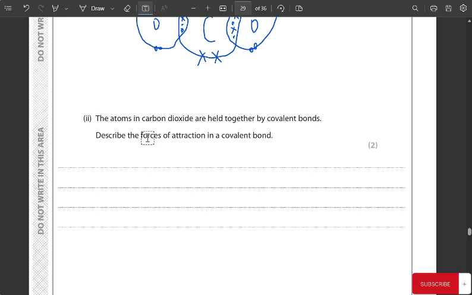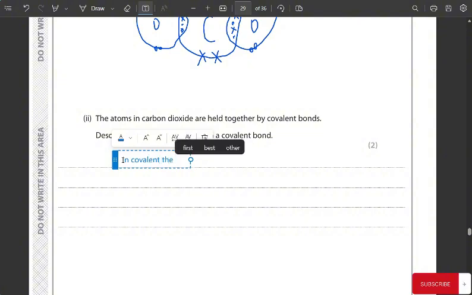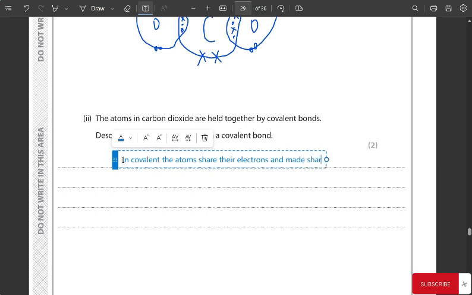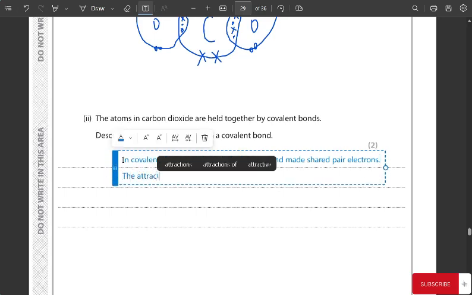Describe the forces of attraction in a covalent bond. In a covalent bond, the atoms share their electrons and make a shared pair of electrons, and they are attracted to the two nuclei.